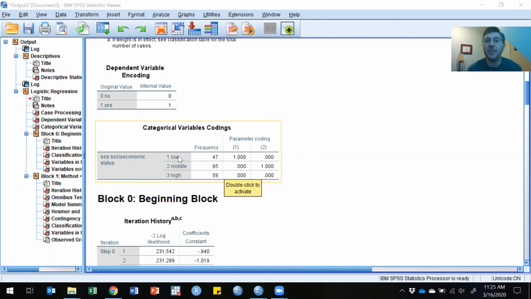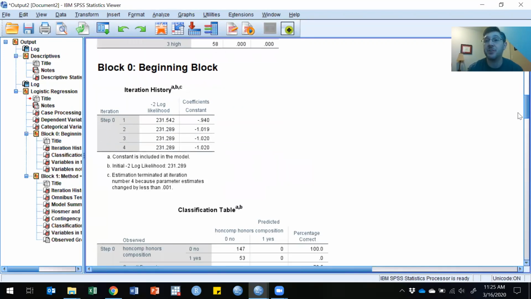If we would have coded the low group as our reference group, this would be 1 and this would be 2. This would be SES1, this would be SES2. So this is a good way to know how the SES variable is coded in the output below.